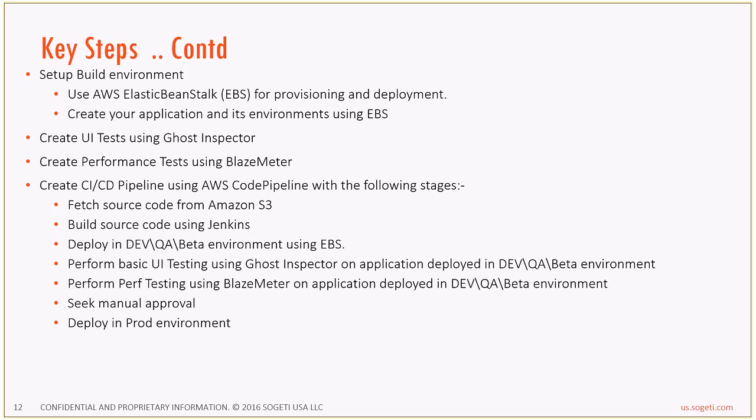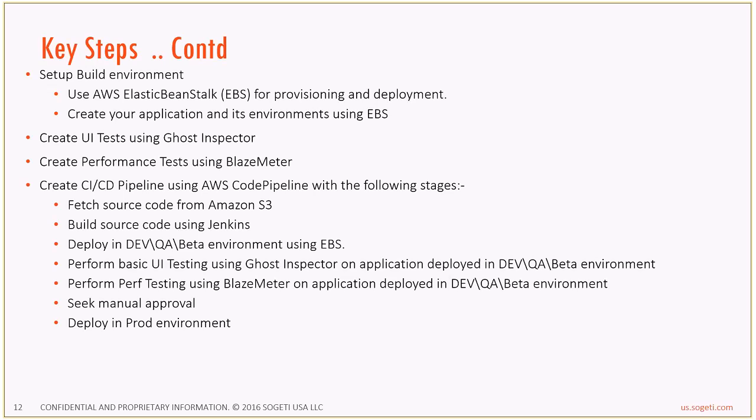Finally, what we will be doing is creating a CI/CD pipeline using AWS CodePipeline. And what I've enlisted over here are the stages of this pipeline. So the first stage for this pipeline would be to fetch source code from Amazon S3. Remember that we are uploading our source code to Amazon S3 as a zip file. So as a part of our pipeline, we will be fetching this source code from Amazon S3.